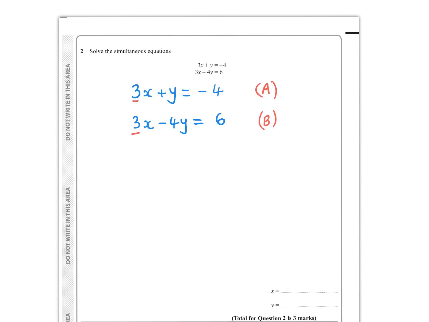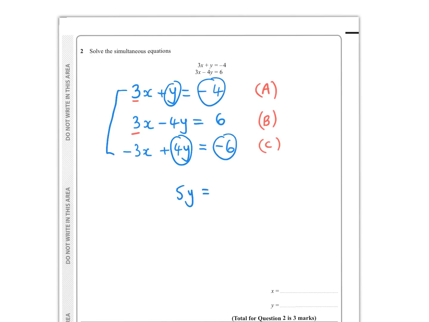If we times equation B through by negative 1, i.e. times by negative 1 on both sides, this is a nice handy way of doing these when the coefficients are the same. Call this equation C. If we then add equation A and C together, the x parts will vanish, so we'll have no x, we'll have y, and 4y is 5y, and then negative 4 and negative 6 is negative 10. We can divide both sides by 5, and so y is then negative 2.